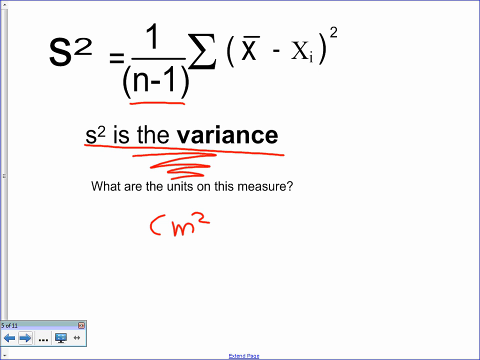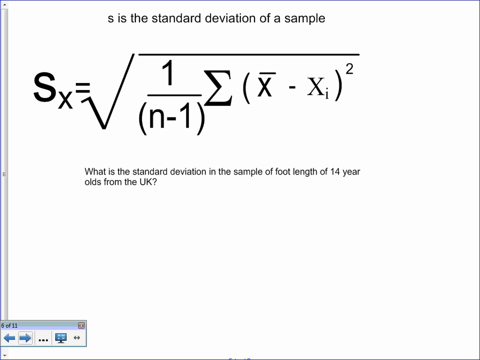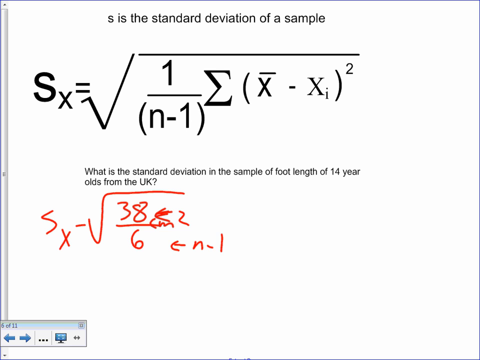So in order to get a measurement that makes sense, we take this formula for the variance, and we take the square root of it. And this also takes care of the fact that the number is exaggerated by squaring them in the first place. And so what we would do is we'd take 38 divided by 6, right? Because this was the sum of all the deviations. This is n minus 1, and we take the square root of it. This is centimeters squared.